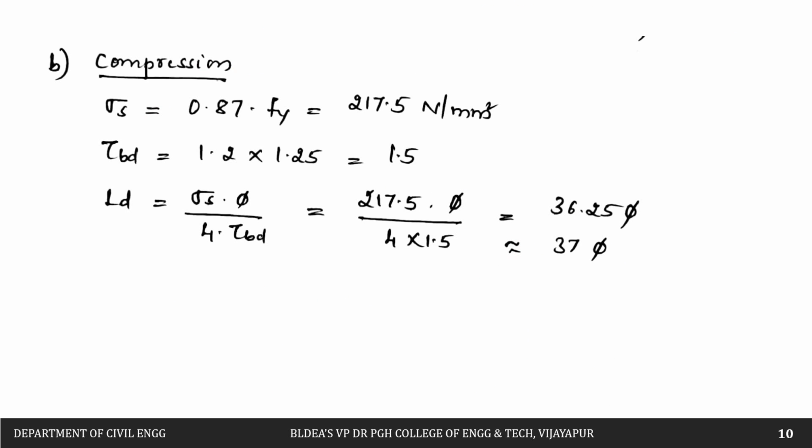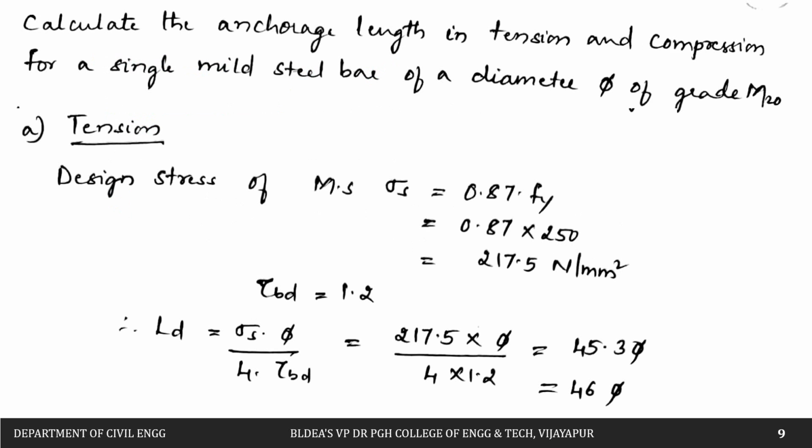Then next, similarly, if we are going to use it in compression, what should be the L D value? Sigma s is equal to 0.87 f y, that is 217.5. Tau BD, what they have given is for plain bars, and they have given a certain clause for deformed bars.